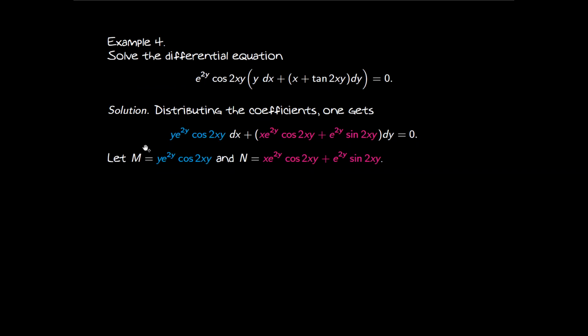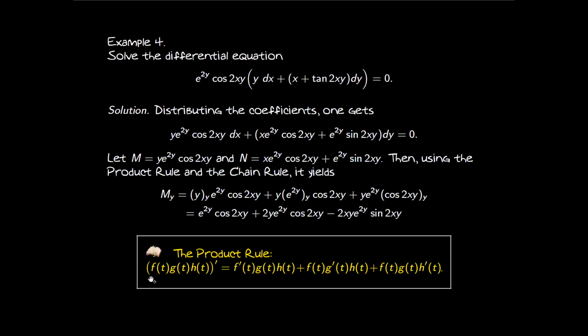Well, for the M part, because we are going to do the y derivative, you notice that we actually have a factor of 3 y functions, right? We have y, we have e to the 2y, we have cosine of 2xy. So it's a product of 3 functions, and we need to use a product rule. Recall that if you have a product of 3 functions, basically you have to do the derivative for just one factor at a time, and then you multiply the other factors, and then finally you add them up. That's what we're supposed to do for the M function here.